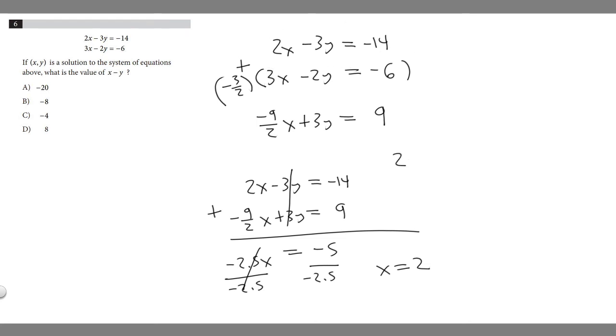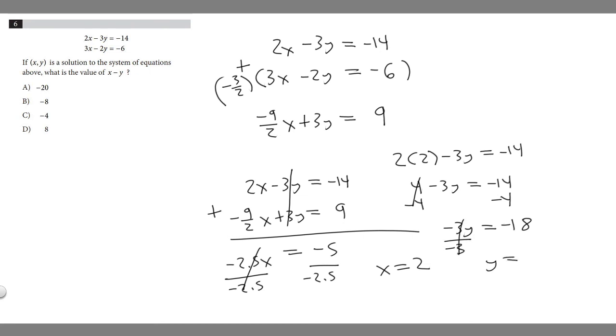We're plugging in 2 for x. So 2 times 2 minus 3y is equal to minus 14. 2 times 2 is going to be 4, so we have 4 minus 3y is equal to minus 14. Subtracting 4 on both sides will get rid of this 4. So we'll have minus 3y is equal to minus 14 minus 4, which is minus 18. If we want to solve for y, we can divide both sides by minus 3, and we'll get y equals minus 18 over minus 3, which will just become 6.